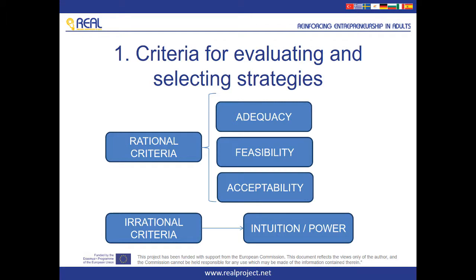Second, we will analyze the feasibility of the strategies, that is, the possibility to implement them in case they were selected, according to the resources that our firm has. Third, we will consider its acceptability, i.e., the ability to fulfill the objectives of our owners or shareholders and their stakeholders. Finally, the irrational criteria, the ones related to intuition or the exercise of power, can also help us to identify a priori the best strategy.